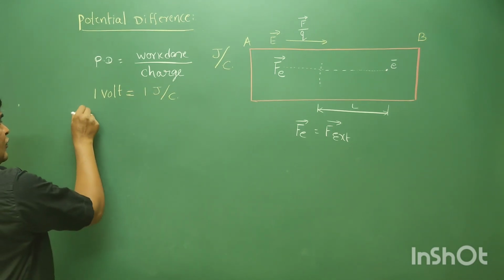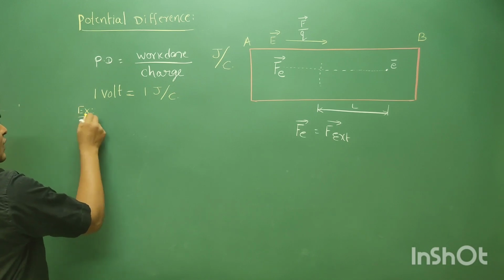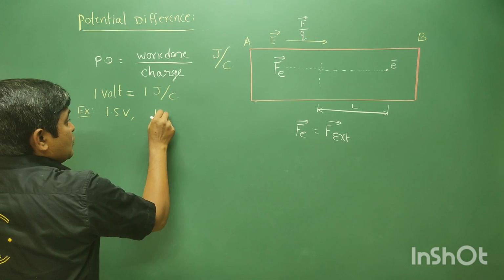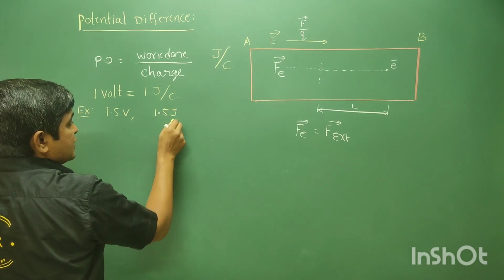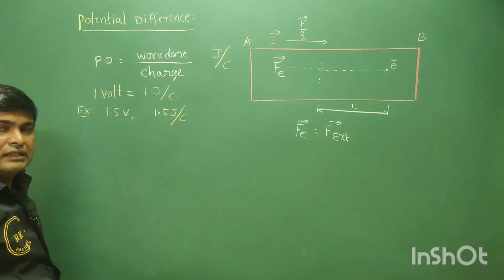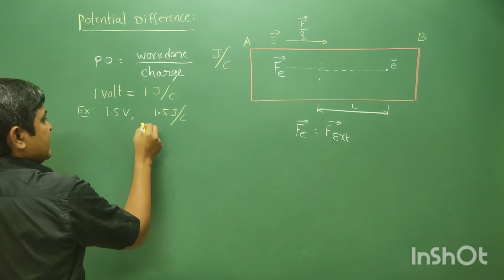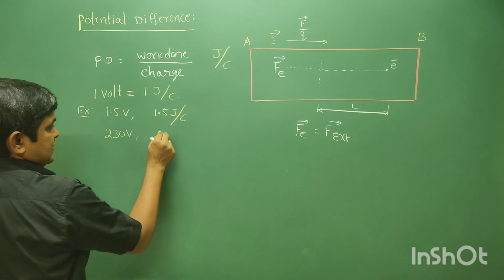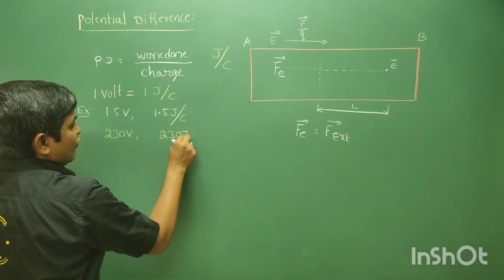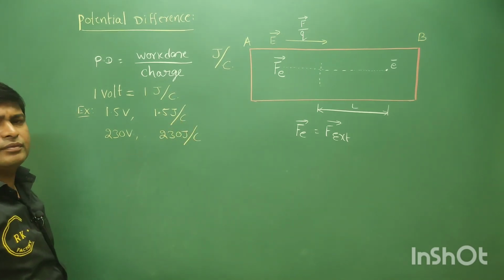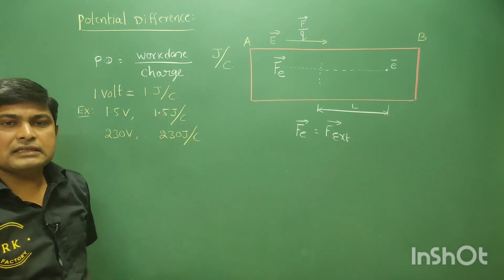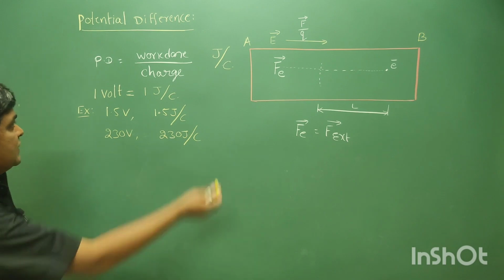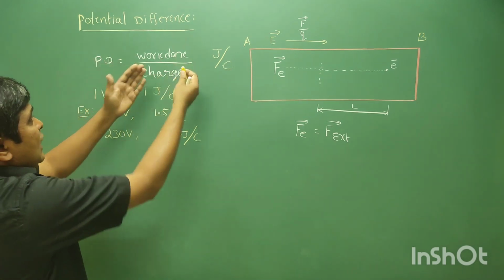So what is the meaning of this? Try to understand. If there is 1.5 volt, what is the meaning of that? 1.5 joules of work was done to move 1 coulomb of charge. And if it is 230 volt, what is that? 230 joules of work was done over 1 coulomb of charge to move that certain distance. Are you understanding that?